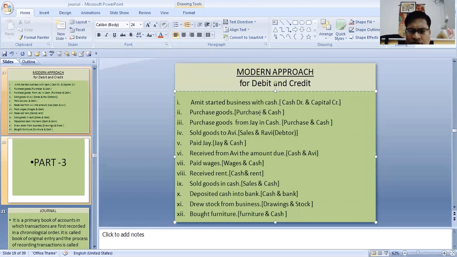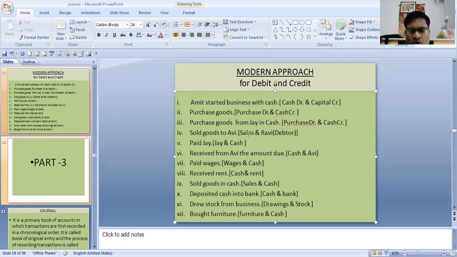Next is purchased goods. Purchase is an expense. Expense has increased, that's why debit. And cash has gone out, which means cash has reduced from the business. That's why credit. Similarly, purchased goods from J in cash. Purchase is debited because purchase is an expense. And in cash, that means cash has gone out. My asset is reducing. So credit.